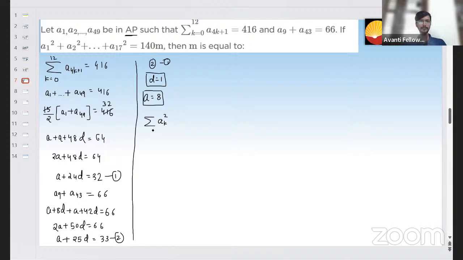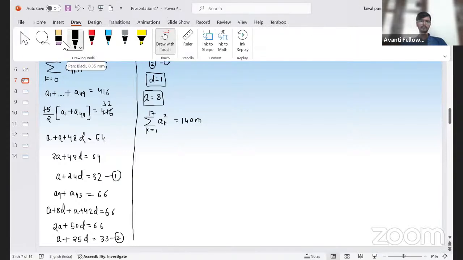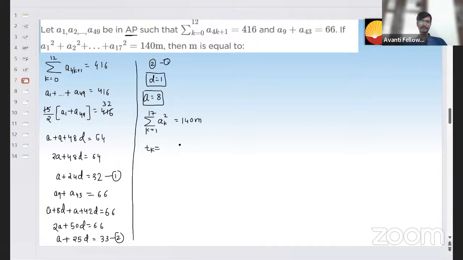From k equals 1 to 17, the sum is equal to 140 into m. Right? So we'll find the general term. Correct? So what is the general term? The general term is Tk equals A plus (k minus 1) into D. What is A? 8 plus (k minus 1) into 1, which means this is 7 plus k, or you can say k plus 7.